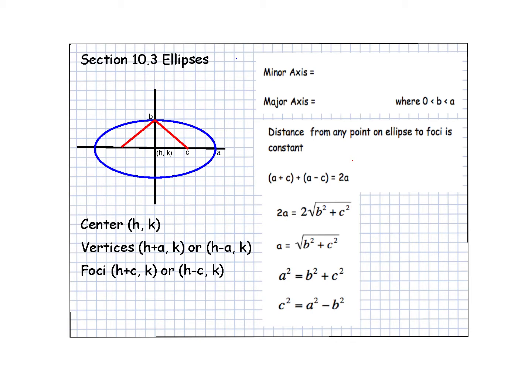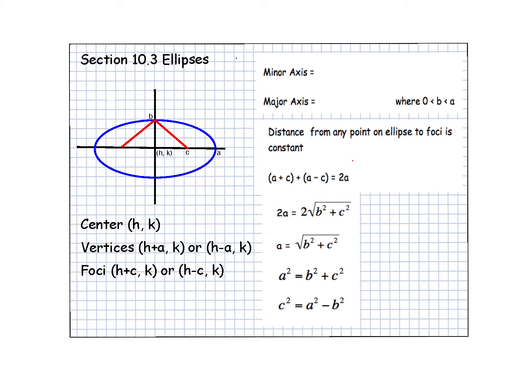We have a center, we have vertices, and we have foci, all of which are relevant points either within or on the ellipse. All right? We have what's also known as a minor axis and a major axis for each ellipse. The major axis, by definition, is the line through the foci joining the vertices. So in this case, our major axis would be horizontal.